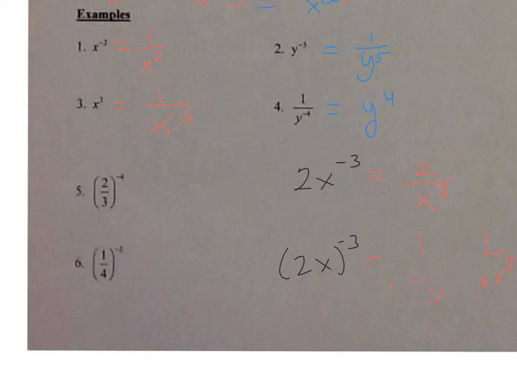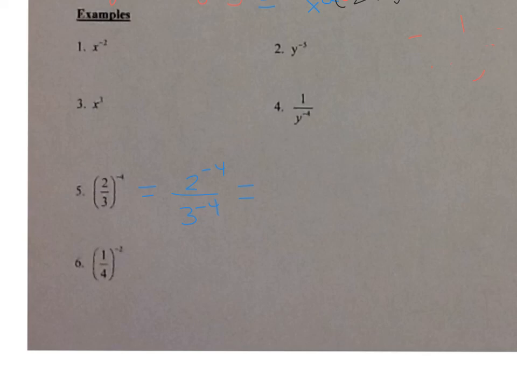All right, so let's move on to the last couple of problems. Let's take a look at 5. We have 2/3 raised to the negative 4th power. So remember that power of a quotient? That is 2 to the negative 4th over 3 to the negative 4th. To make those exponents positive, remember, you change them. So 2 to the negative 4th will go in the denominator, and 3 to the negative 4th will go into the numerator. So this would be 3 to the 4th over 2 to the 4th.